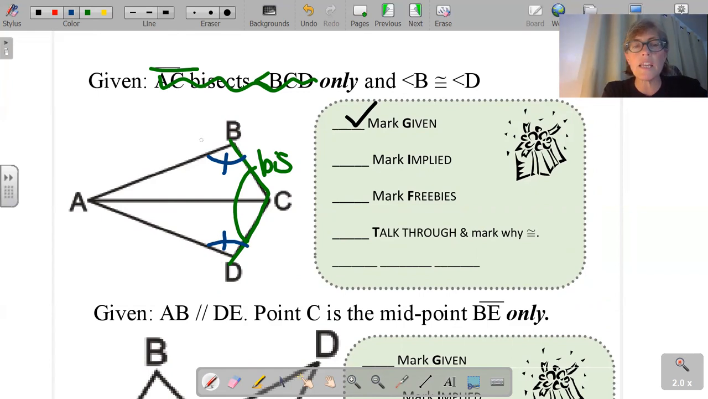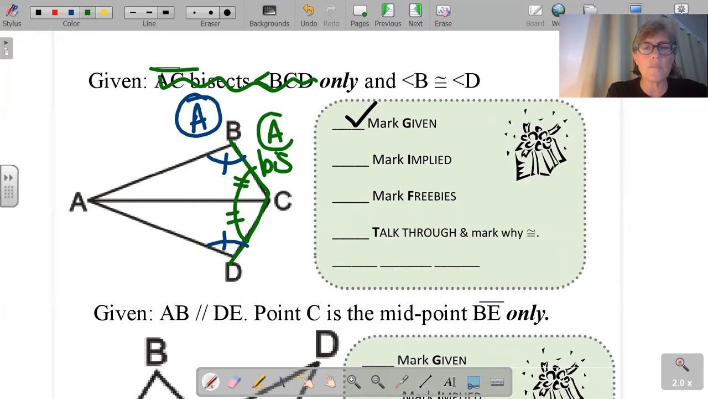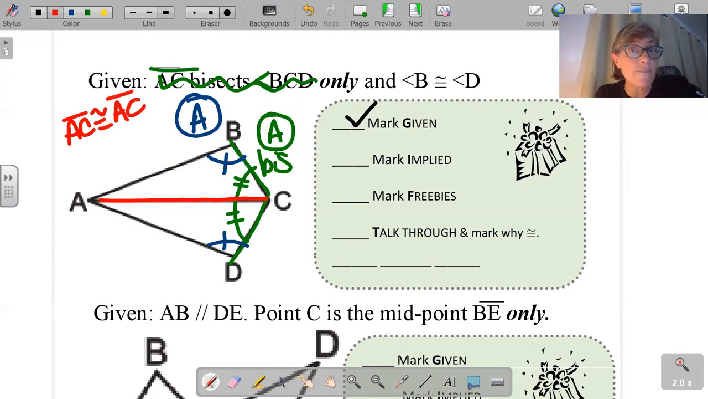Because of B and D, we have a pair of angles. Because of the bisector cutting that in half, we have another pair of angles. That's implied. Freebie, AC, it would be written like this: AC is congruent to AC. That's called reflexive. It's a pair of sides.